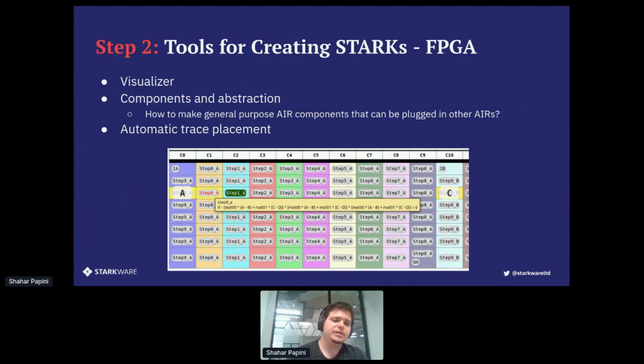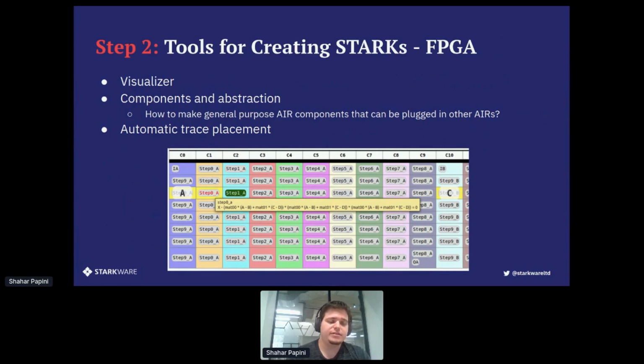Another thing we developed is some framework for AIRs, which gives us a way to deal with abstraction. For example, if we have some repeating logic in an AIR that we want to use in multiple places, or a specific AIR multiple times with multiple sizes and different parameters, obviously we don't want to write the same thing manually over and over. So we need some framework to help us do that. So this is another thing we did.